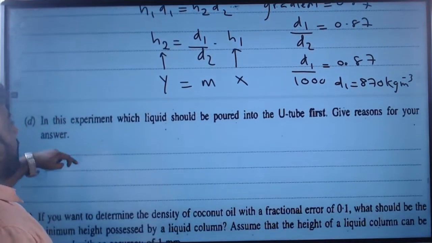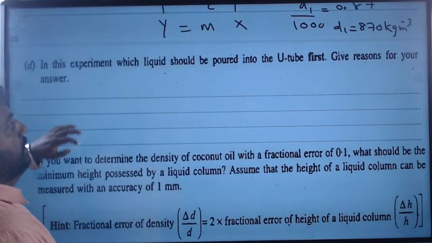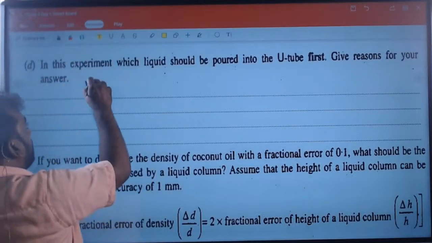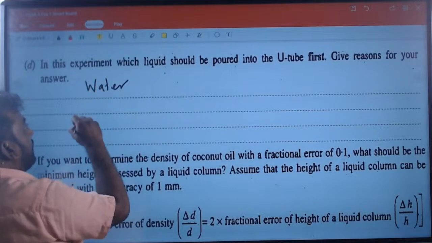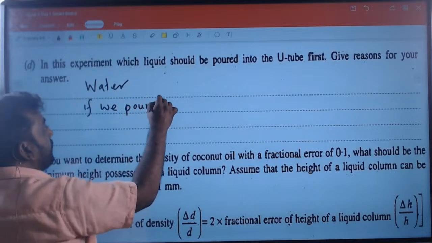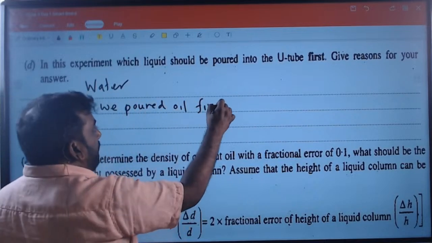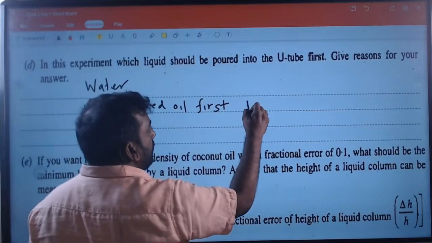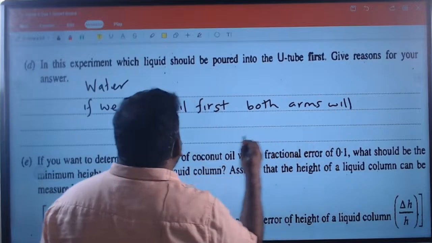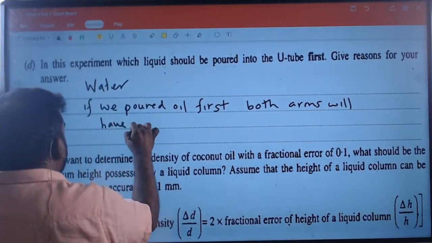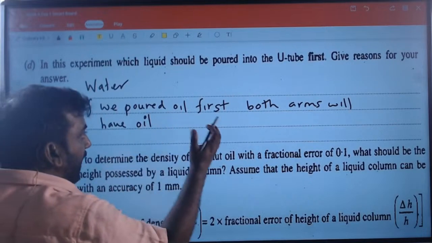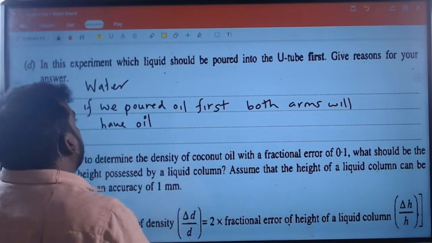Right. In this experiment, which liquid should be poured into the U-tube first? Give answers. Water. What's the reason? If we poured oil first, both arms will have oil. Okay. If both arms have oil, it's difficult to do the experiment.